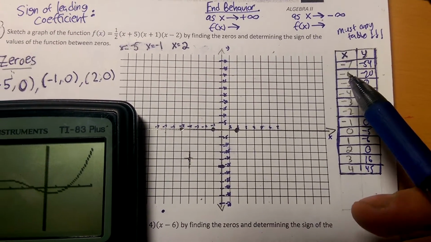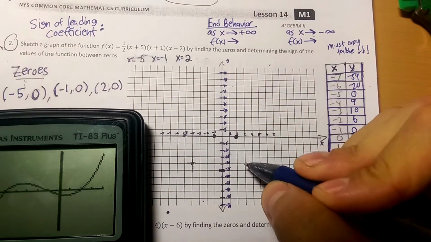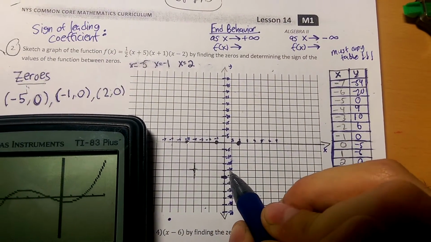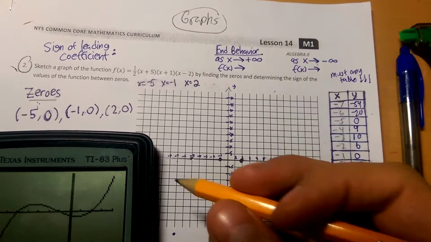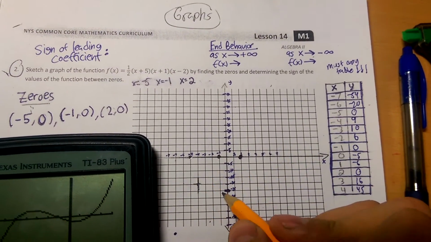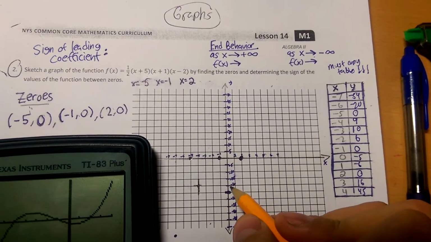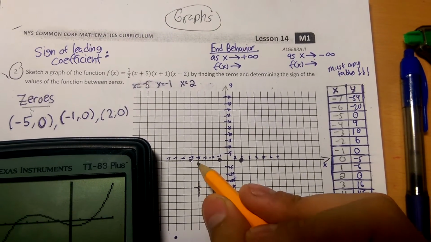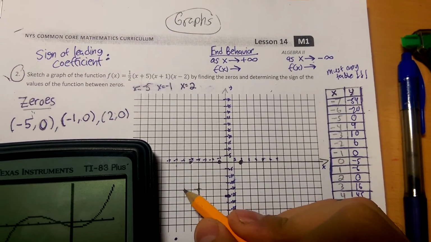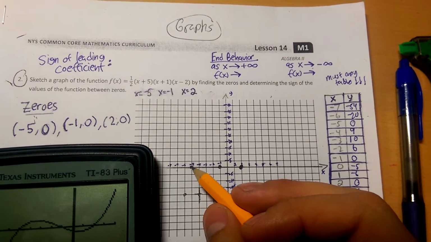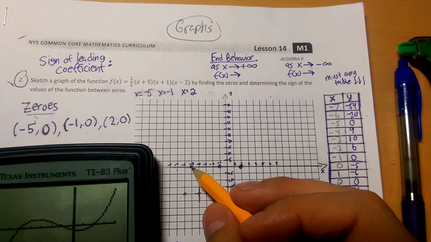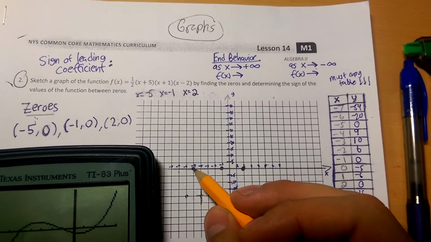Let's plot the next one together. -6, -20, which should be, I believe, right there. Let me not set a bad example and let me use pencil, because you guys should be using pencil, okay? So let's see, -6, oh, it's right here. There we go, -6, -20. The next point, -5, 0. I already have that there. Remember, you had that from the beginning, one of the zeros, okay?